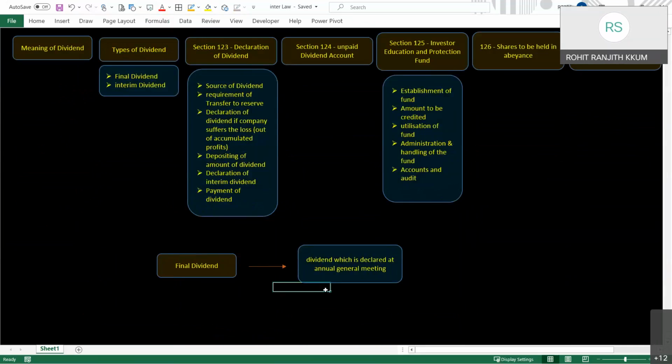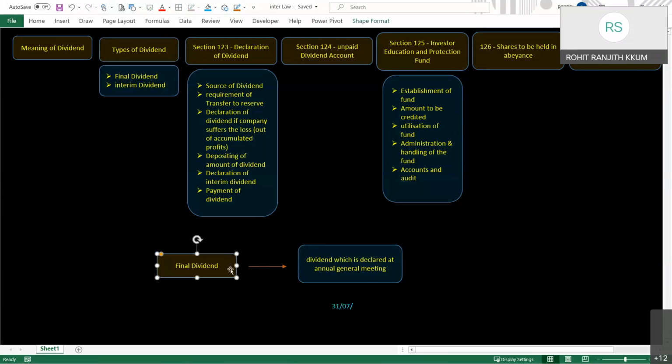So look, students, it has nothing to do with the 31st March. इसको 31st March से कुछ लेना देना नहीं है. For example, if the annual general meeting is taking place on 31st July, then the final dividend date would be 31st July. It has nothing to do with the dates. It has to do with the AGM, annual general meeting.